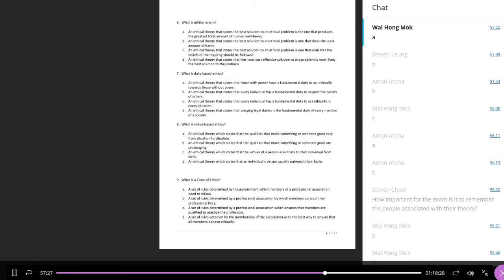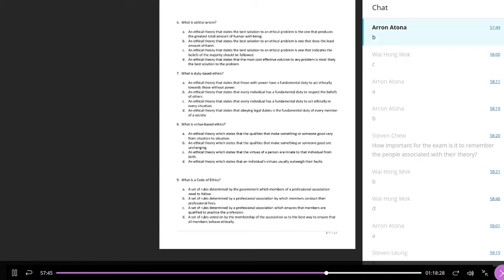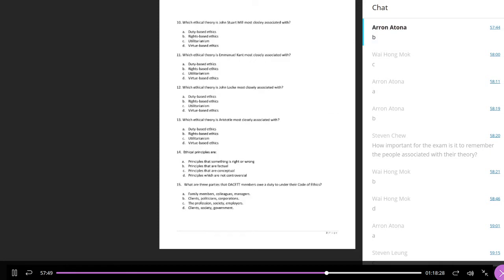Number 9, what is a code of ethics? Correct, Stephen. The answer to number 9 is B. Number 10, which ethical theory is John Stuart Mill most closely associated with? Closely spelled wrong, by the way, there. Right, the answer is C, utilitarianism.